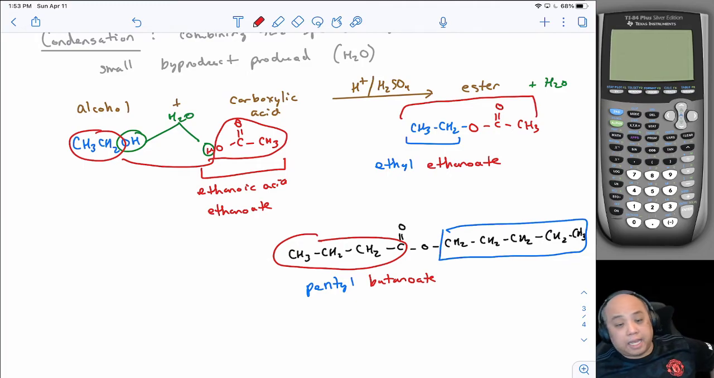It doesn't matter which side, it doesn't matter if it's reading left to right or right to left. It's good that you circle the part that's attached to the O that doesn't have the double bond O, and that's your first part. Circle the part that does have the C double bond O as your main chain, and that becomes pentyl butanoate here.